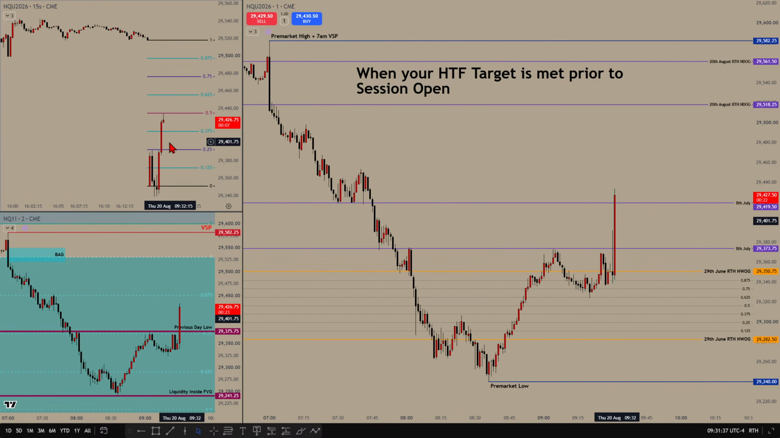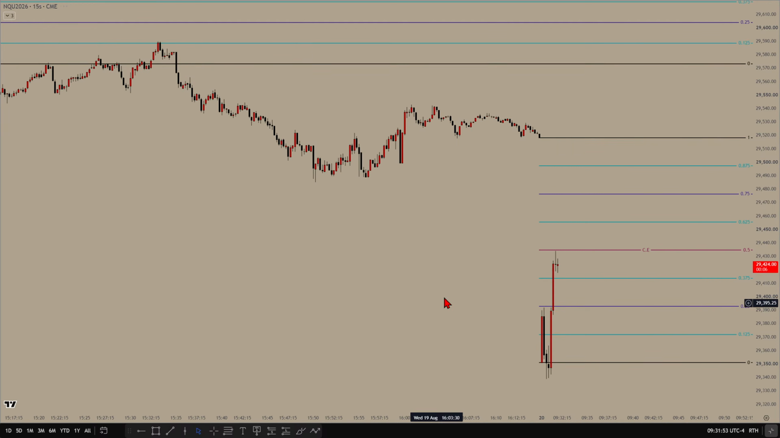Some tools that you can use when you do not have a bias, or if your bias has already been met, is the regular trading hours gap. So already we've gone and hit the consequent encroachment of that. If you're ever struggling for a bias, go to the regular trading hours chart. If you gap lower, look for higher prices. If you gap higher, look for lower prices. That simple. It is that simple.